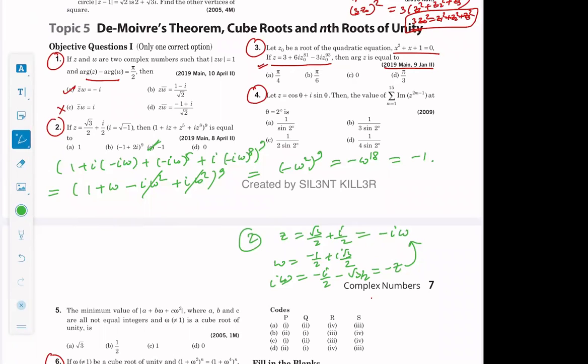You have to relate, whenever some tedious expression is given in the problem, always relate it with the cube roots of unity.